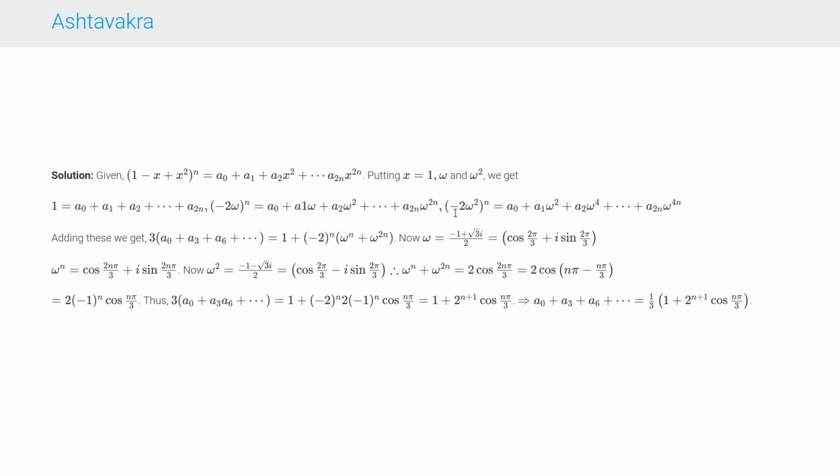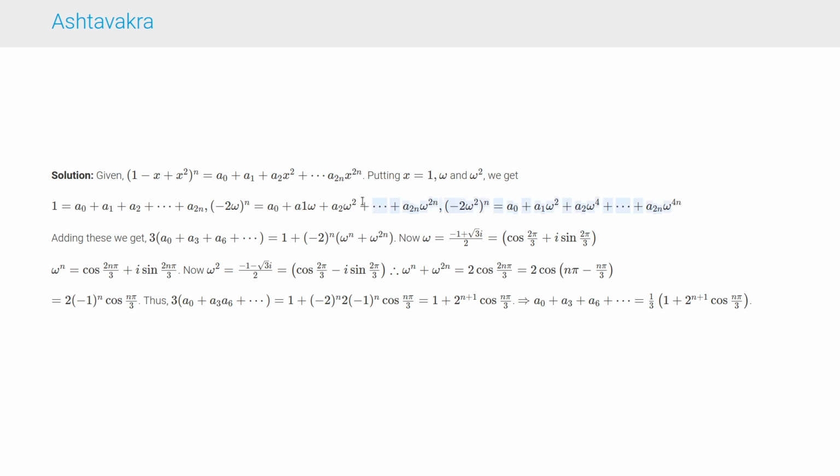And similarly, when we substitute x is equal to omega square, this will become 1 minus omega square plus omega to the power 4. Now omega to the power 4 is omega, so 1 plus omega is equal to minus omega square. That when combined with this omega square will become minus 2 omega square. So minus 2 omega square to the power n is equal to a0 plus a1 omega square plus a2 omega square up to a2n omega to the power 4n.